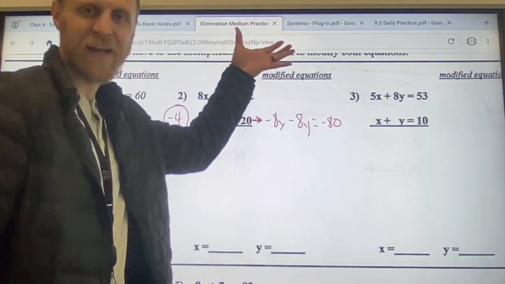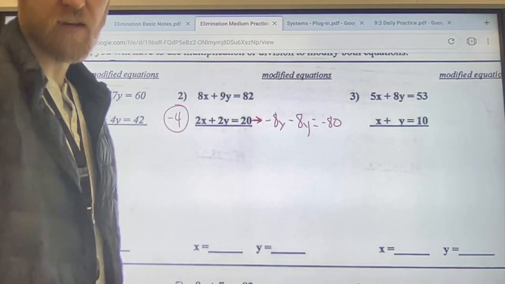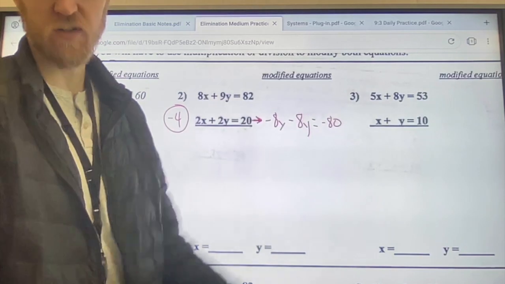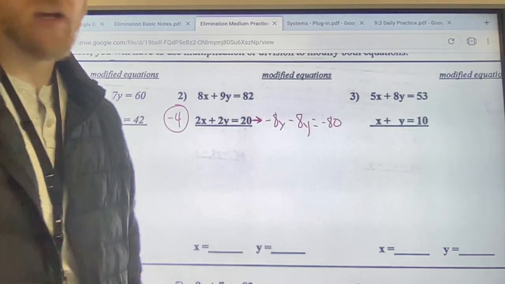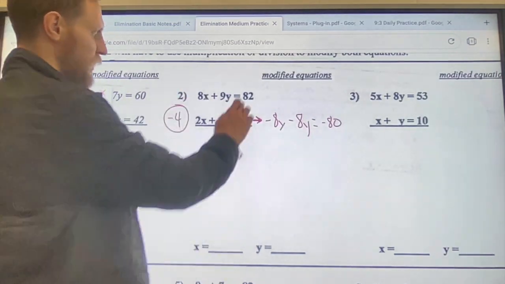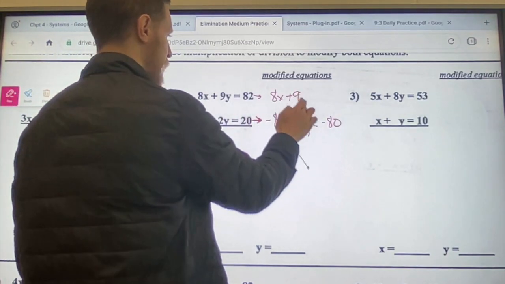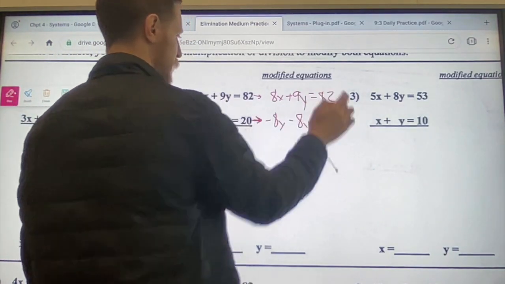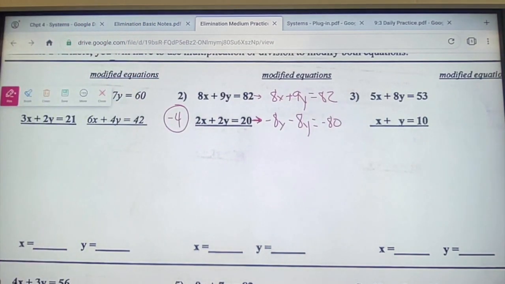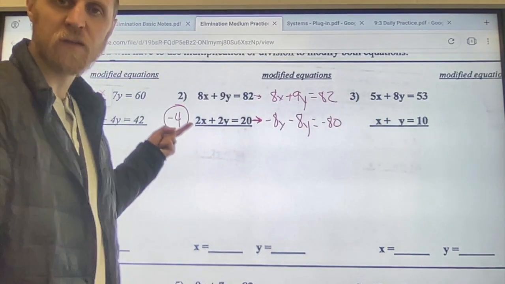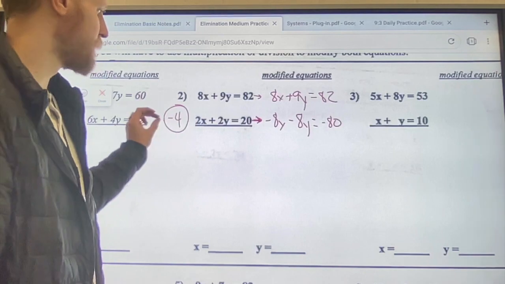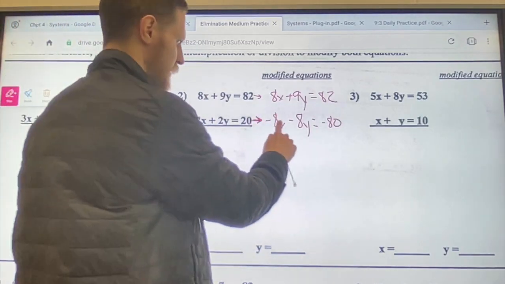Notice how I had to multiply everything by that negative 4. I multiplied it all the way across. Distributive property, essentially. And then the top one is good. We're going to leave it alone. So I'm just going to rewrite it: 8x plus 9y equals 82. Hopefully you're doing this with me. So what we've done here is we multiplied the bottom by negative 4. That's what made the opposite.